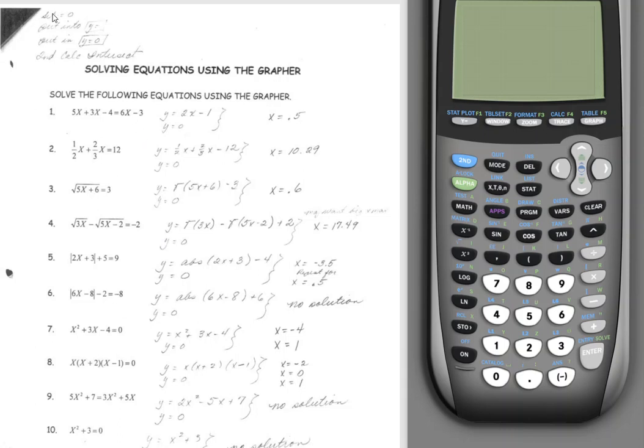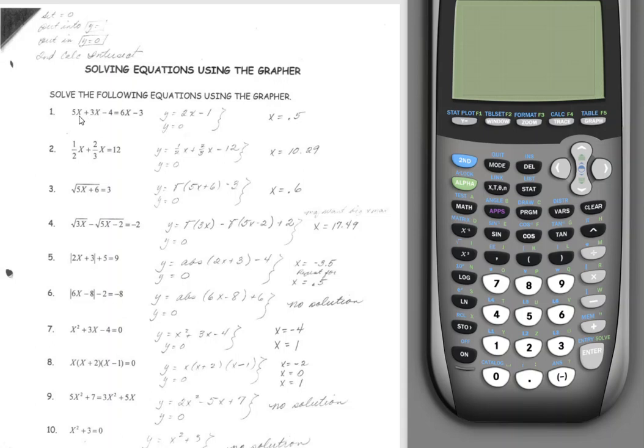So the steps, you want to get everything set and on the left and 0 on the right. So you want to set the equation equal to 0. And you're going to put that in y1. You will put y equals 0 in y2, and then we'll find the intersection of those.